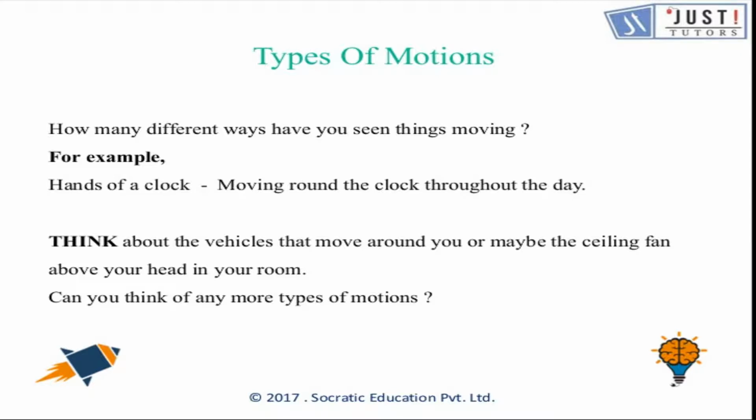We'll also be thinking about the different ways we see things moving around us. We can take the example of the hands of a clock, which move around the clock throughout the day. The second hand, the hour hand, and the minute hand, they move with different speeds around the clock throughout the day. You can also think about the different vehicles moving around you, or you can also consider the ceiling fan above your head in your room. Think about the motion that the blades of the ceiling fan perform.